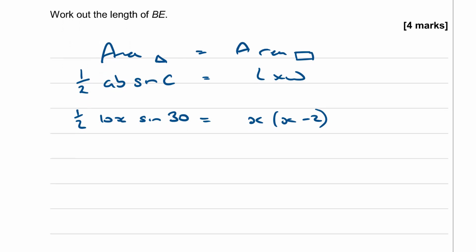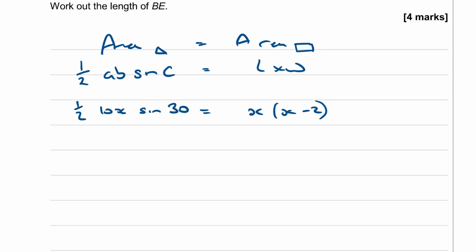Okay, I think this is looking promising. So sine 30, you should know, is equal to a half, because you should know your exact values for common sine ratios. Half of 10 is 5x. So 5x times a half is equal to x squared minus 2x. So 5x times a half is 5x over 2.